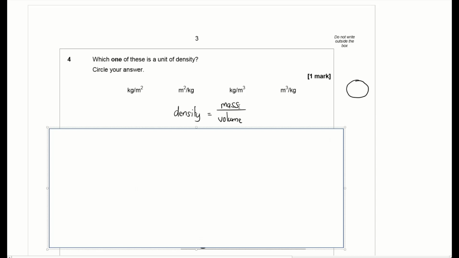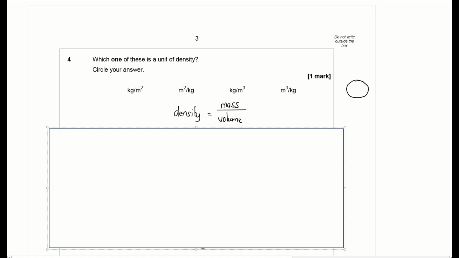Now, mass can be measured in kilograms, and kilograms is the standard unit of mass, particularly in physics. If you're asked about mass, you would measure it in kilograms. Volume standard unit is the meter cubed, and that's the standard unit that you would use in physics. Now, bear in mind that in maths, we're not just constricted to using the standard units. We can also use grams for mass, and we can use centimeters cubed, or we could use millimeters cubed.